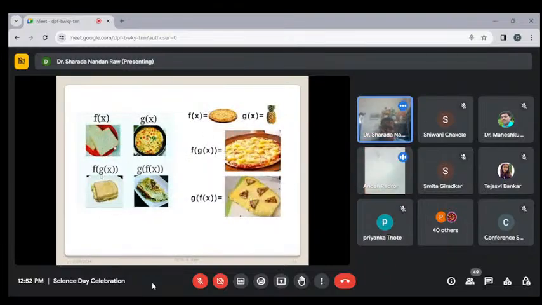And see, f of x represents a bread and g of x represents an omelette. Then f of g of x, what does it represent? Bread, omelette inside the bread. Then g of f of x represents the bread inside the omelette. See this example.